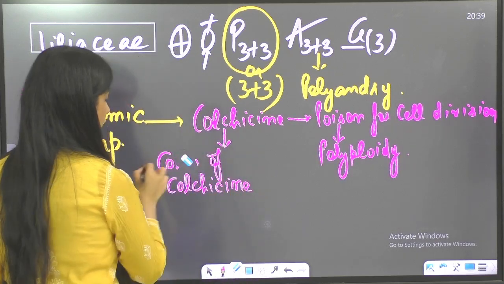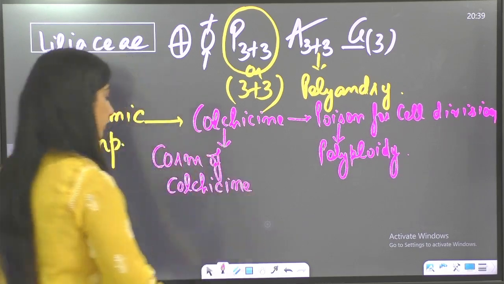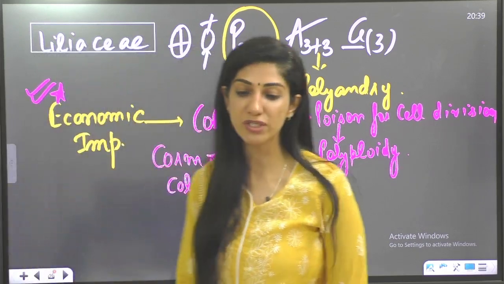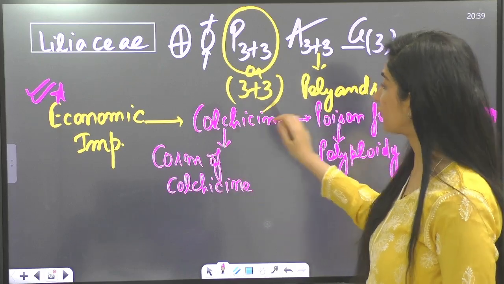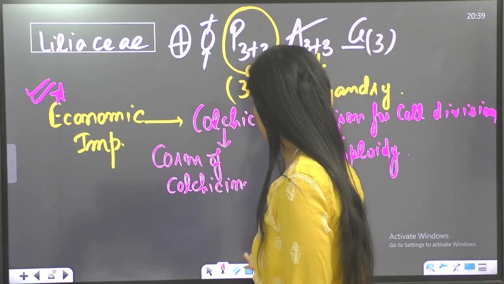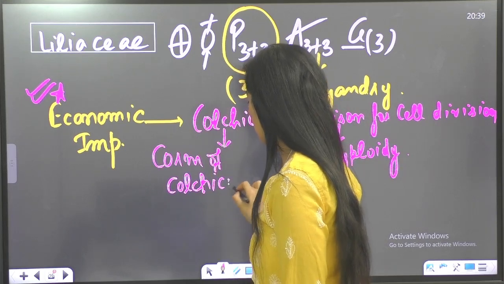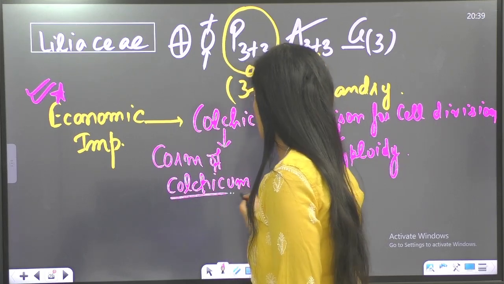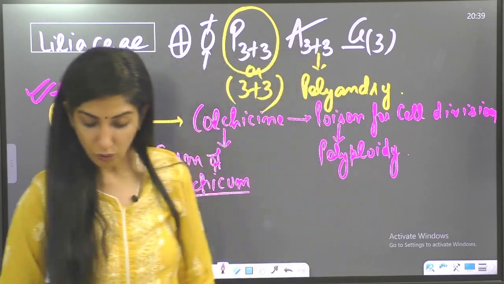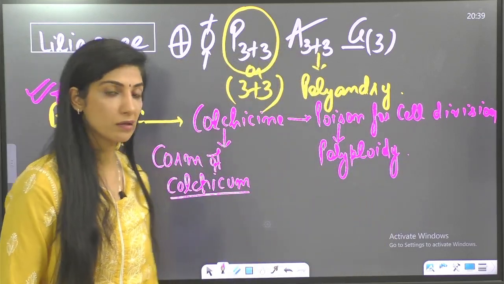Corm is a modification of stem, na? Modification of stems, I have told you what is corm. It is an underground stem. So the corm of colchicum. This is your plant, the corm of Colchicum autumnale. You just remember colchicum, that will be easy.